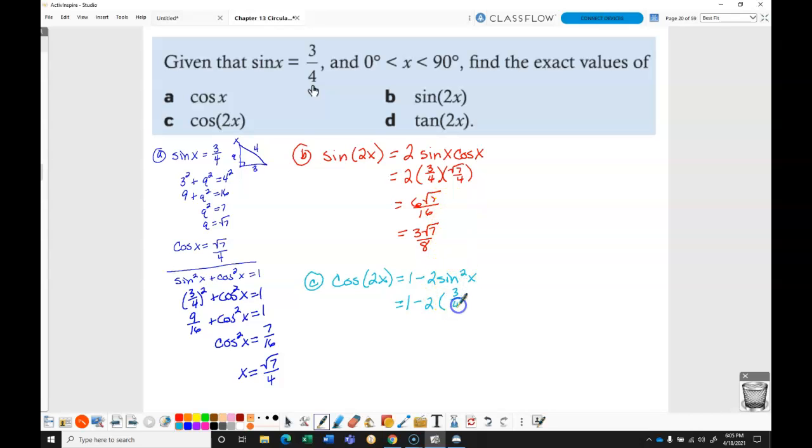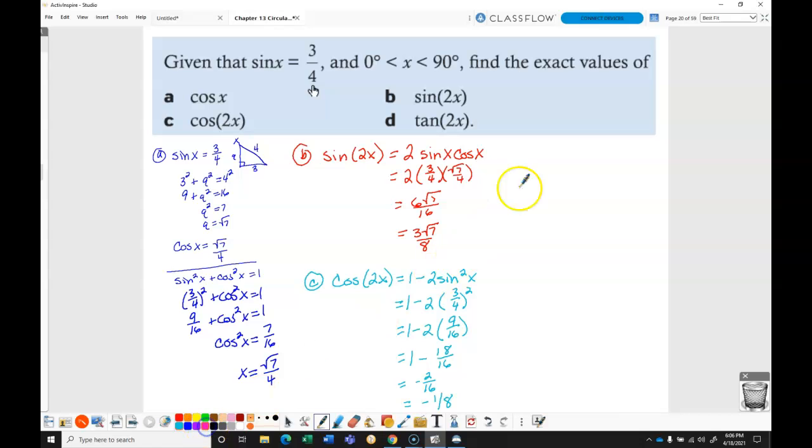So I'm putting the sine of x in here, and I still have to square it. So this is going to be 1 minus 2 times 9/16. So this is going to equal 1 minus 18/16. Okay, so that actually is negative 2/16. Simplified would be negative 1/8.